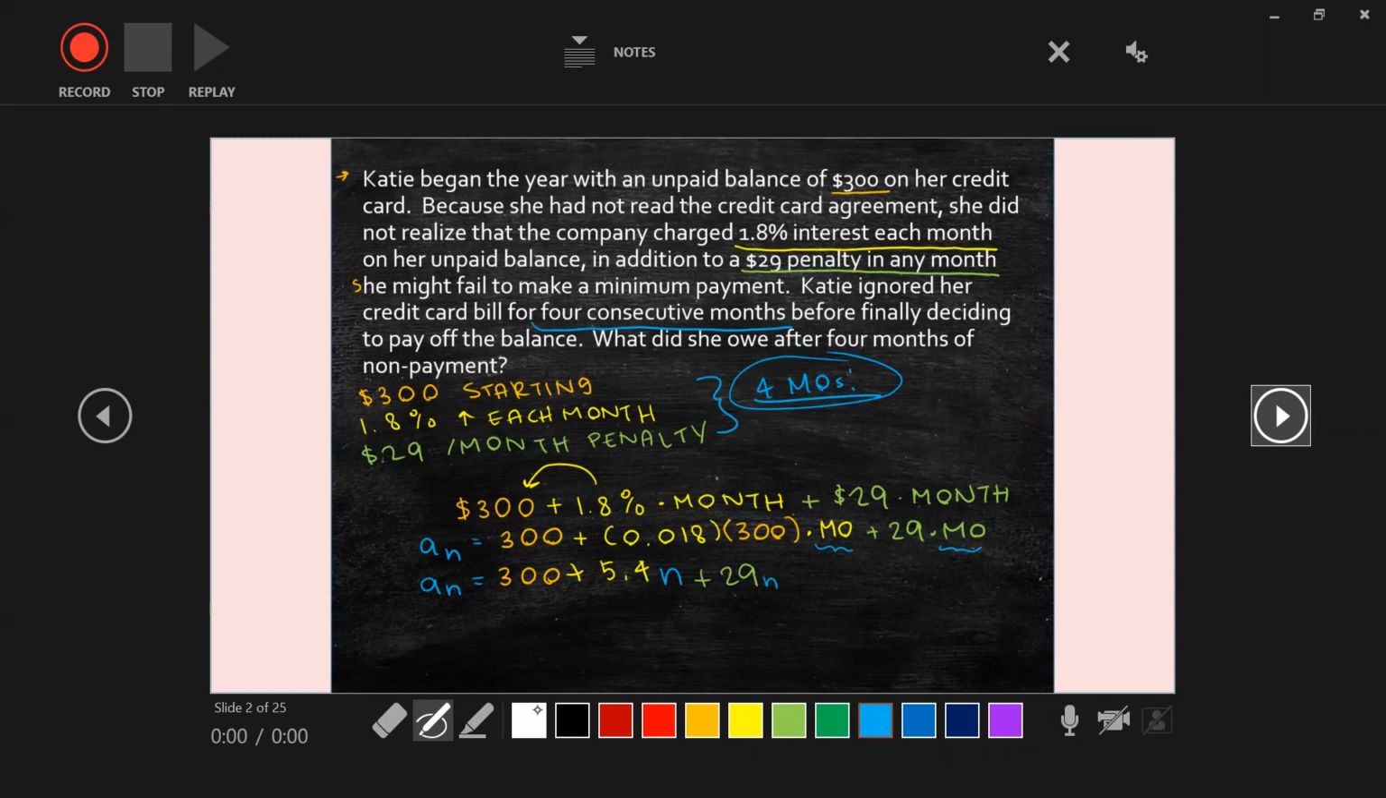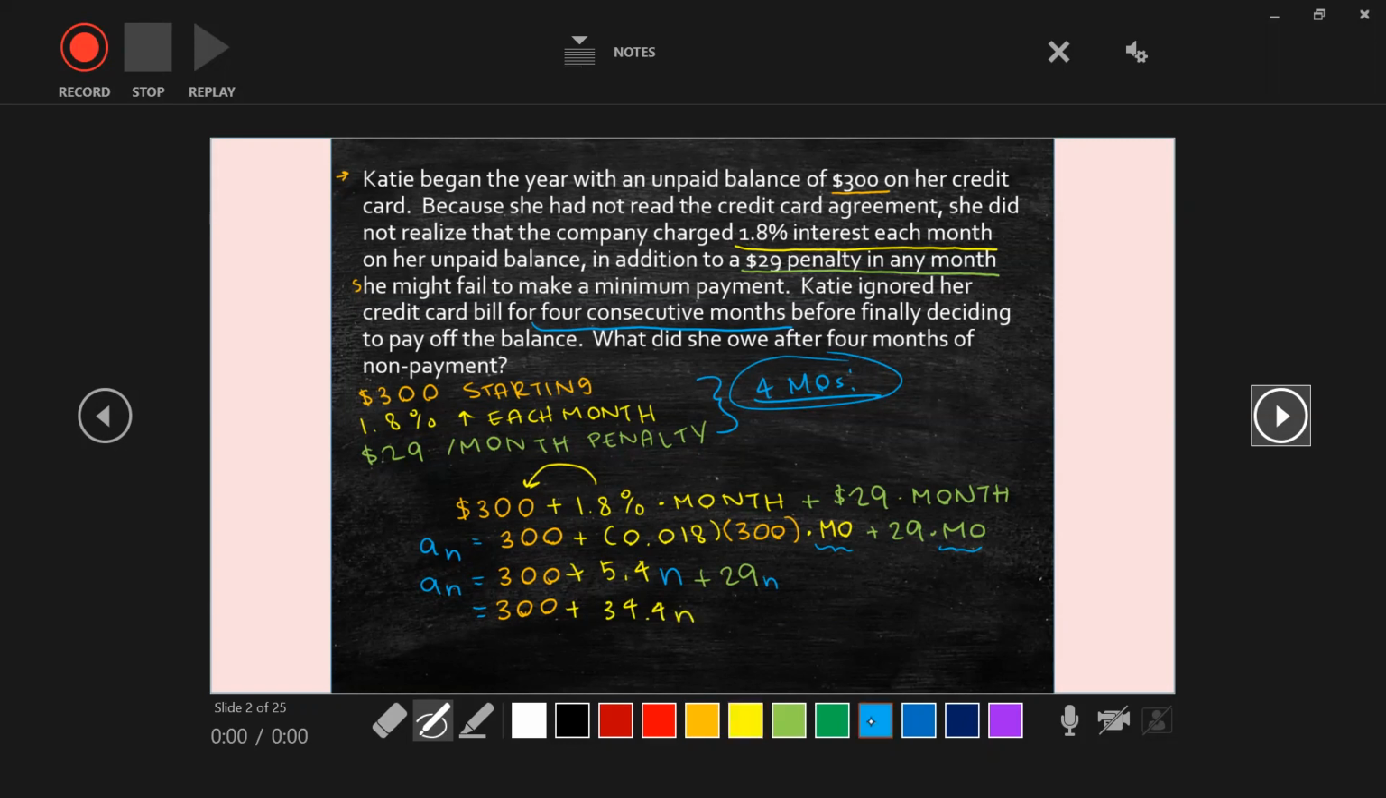Well, we have some like terms here, right? So why don't we try and combine those? Why don't we set that equal to $300 plus we've got 5.4N plus 29N. So if we add those together, we're going to have plus 34.4N.